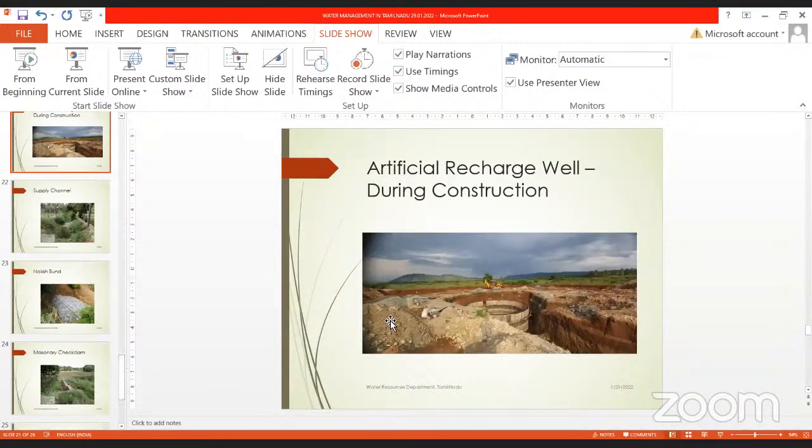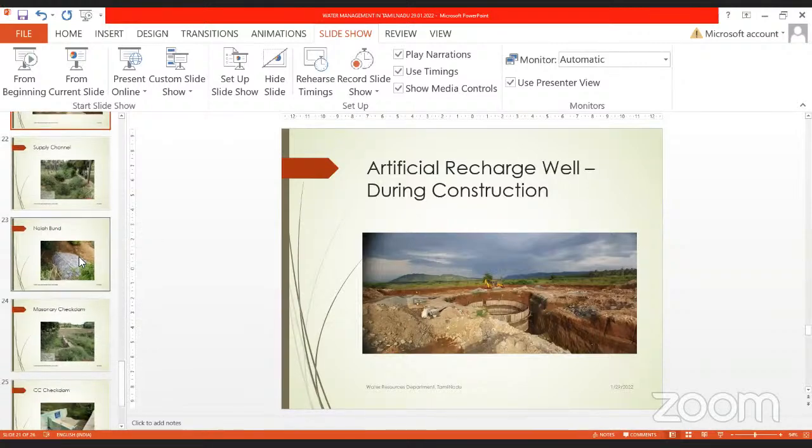Okay. This is in the almost completion stage near Pallikonda. The completed picture I could not provide. This is one thing. This is about the artificial recharge well.